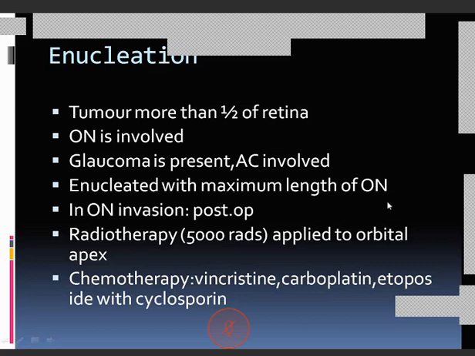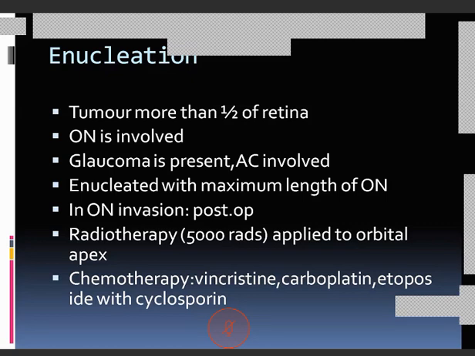The eye is enucleated with the maximum length of the optic nerve. Enucleation means removal of the entire globe along with the maximum amount of the optic nerve. And we need to send it for histopathological examination, especially at the cut end of the optic nerve.